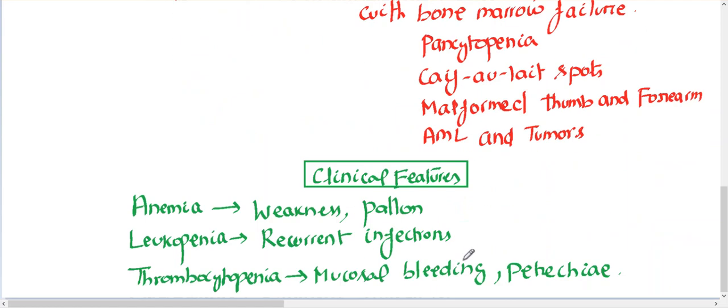Now coming to the clinical features, as they present with anemia, they will have weakness and pallor. Leukopenia, because the leukocytes protect us from infections, because they have phagocytic actions, right? So they are prone to recurrent infections. Thrombocytopenia, where there will be mucosal bleeding and petechiae.